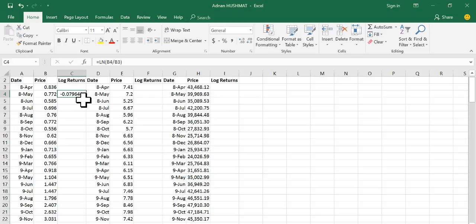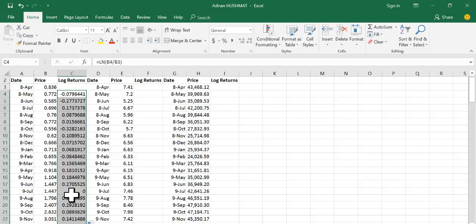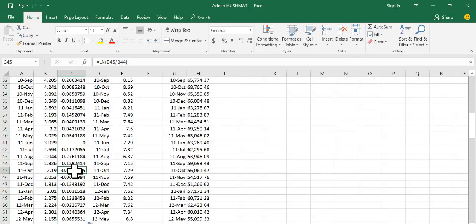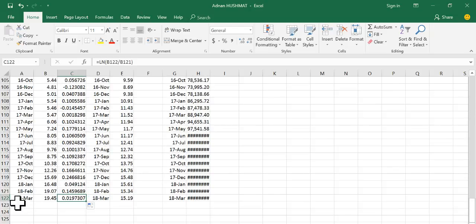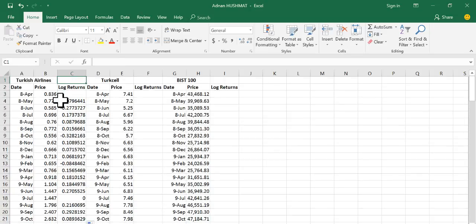Now you need to do the same for the other cells. We need to calculate these log returns for all the months. For example, in June 2008 the price is 0.585 TL, and we need to calculate the return here as well. So you bring your cursor here and just double click. It will calculate the log returns for all the months. Till March 2018 we have this monthly log return. Okay, let's come back.